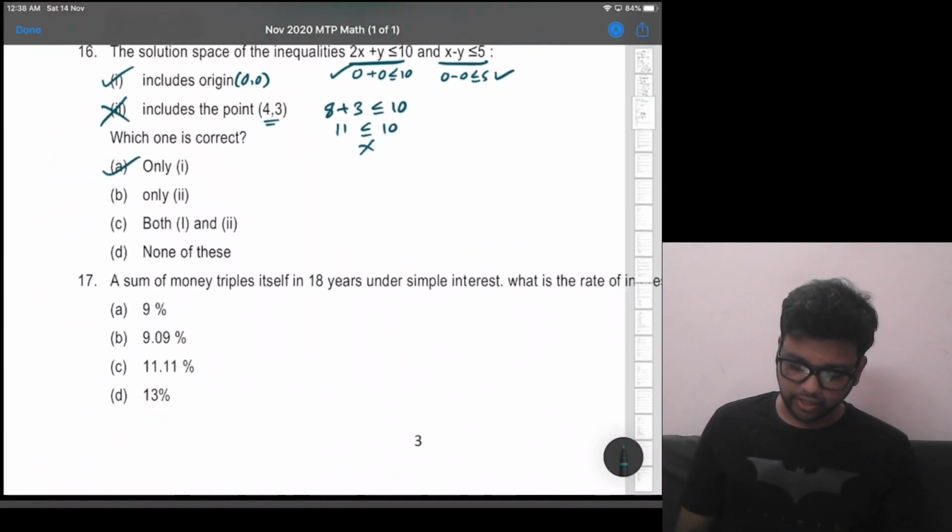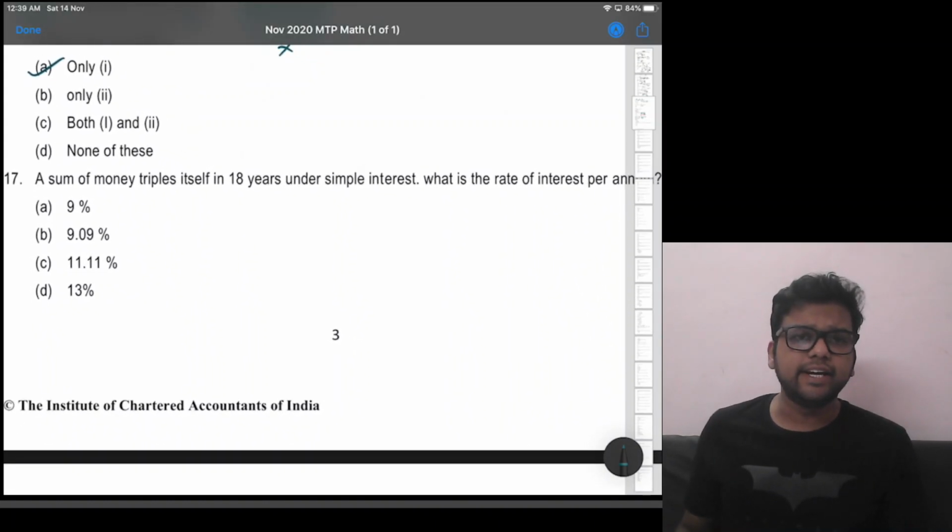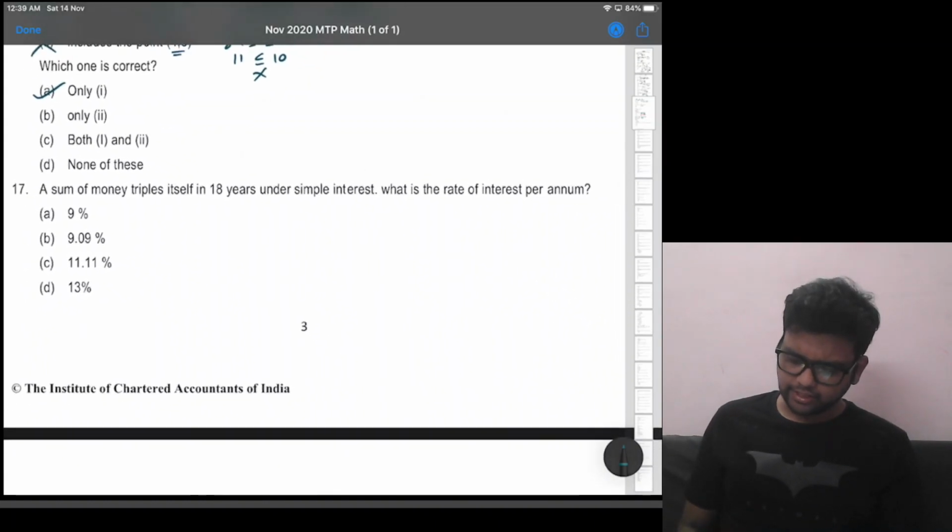Fine. Now TVM. A sum of money triples itself in 18 years under simple interest. What is the rate of interest per annum?